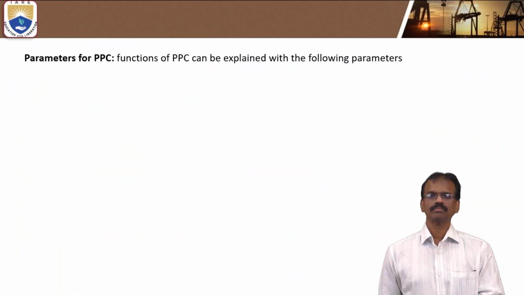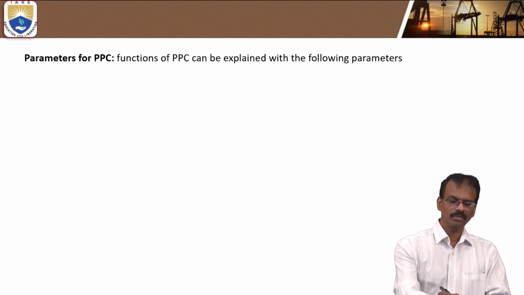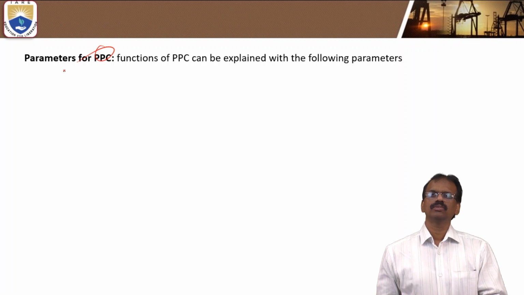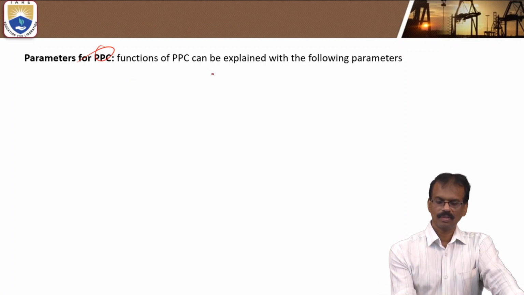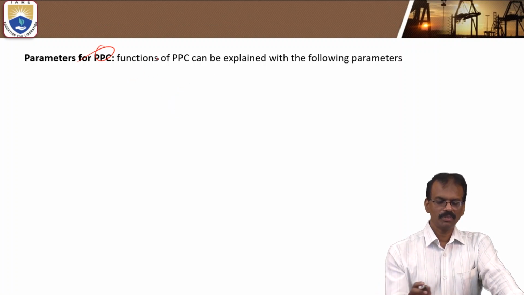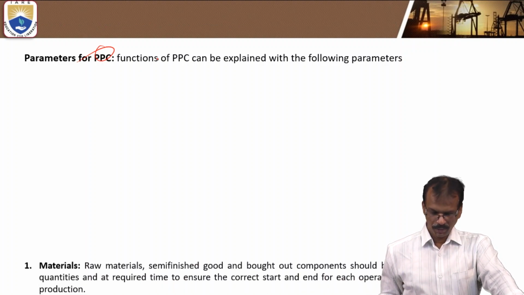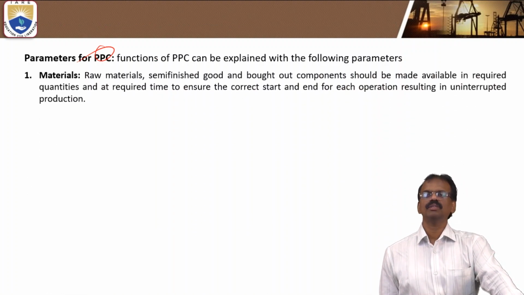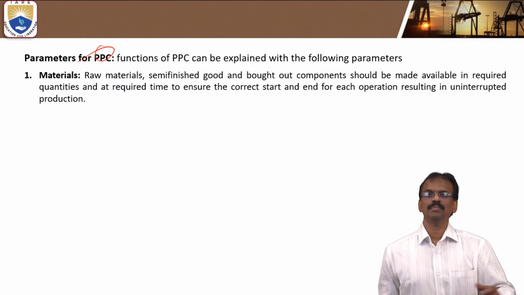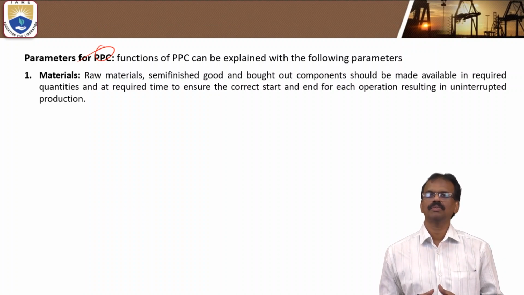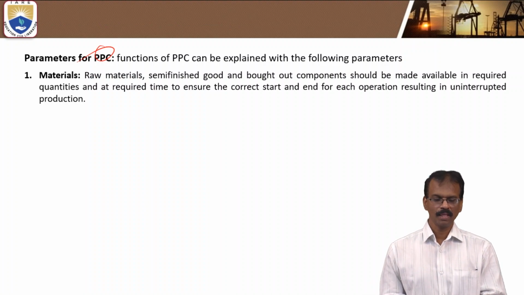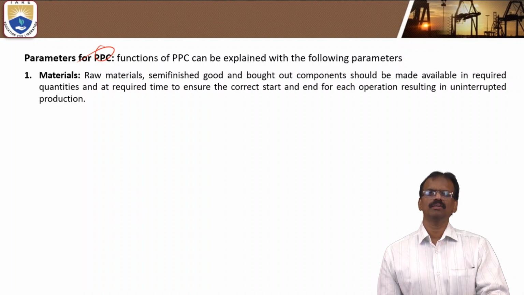Now we'll see the different parameters which come under the production planning and control functions. We'll see the parameters one by one. So first one is the material. This is very important because without raw material there are no finished goods. We know that production is nothing but conversion of raw material into finished goods by applying some conversion methods.